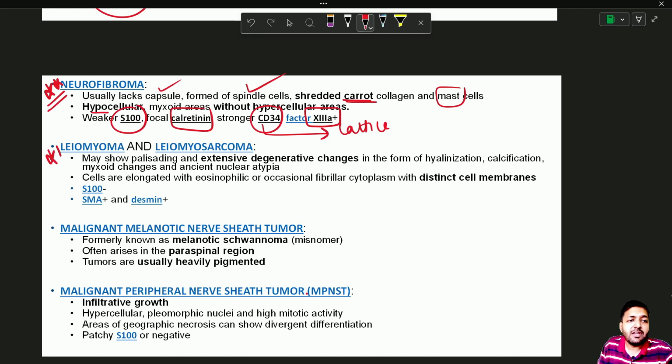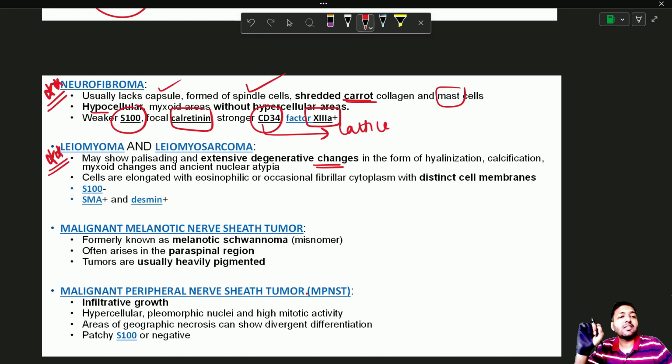Then the second differential diagnosis is leiomyoma and leiomyosarcoma. They may show palisading and extensive degenerative changes in the form of hyalinization, calcification, myxoid changes, and ancient nuclear atypia. So they might mimic a schwannoma. But very importantly over here, in contrast to schwannoma, in schwannoma, if you see, the cytoplasm is not well defined. So you see an empty space which is completely pink in color, right?